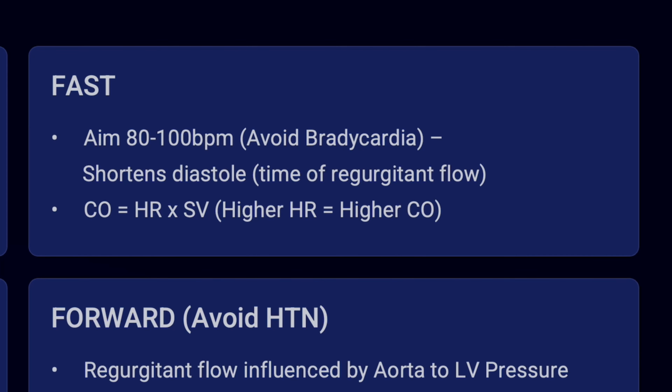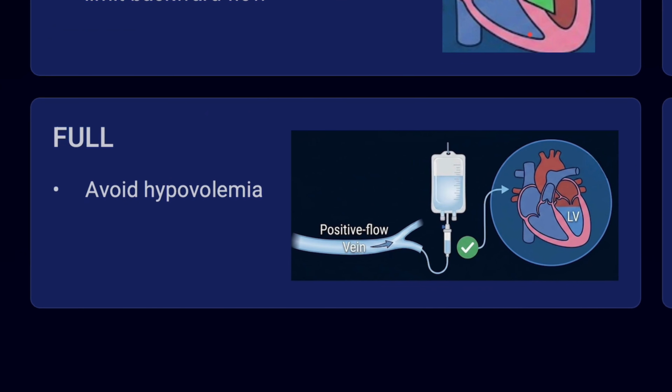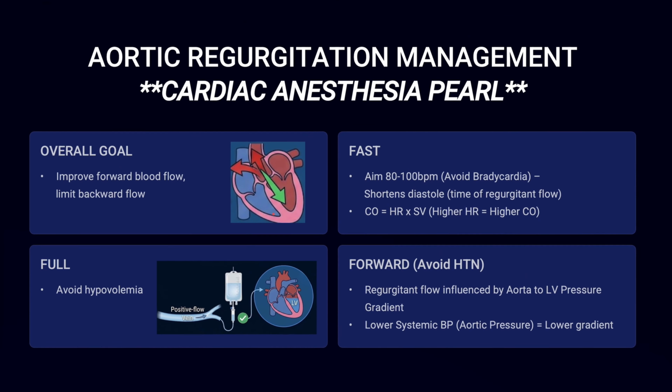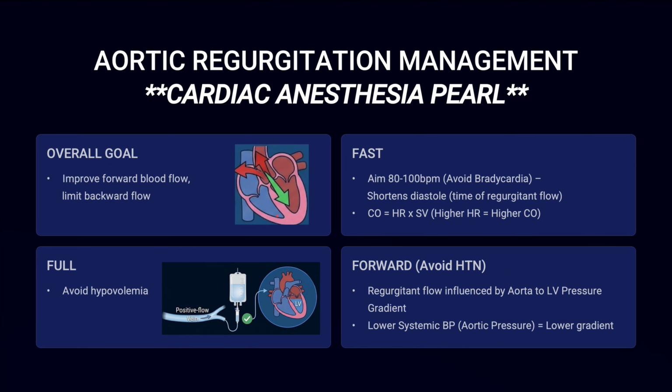Also, in your cardiac output equation, heart rate times stroke volume is what leads to higher cardiac output, and higher heart rate equals higher cardiac output. You want to aim for a patient who is full and not hypovolemic, and then make sure you are avoiding hypertension. The regurgitant flow from aortic regurgitation is influenced by this aortic to LV pressure gradient. The lower your systemic blood pressure, essentially your aortic pressure, the lower the gradient pushing blood back towards the left ventricle.